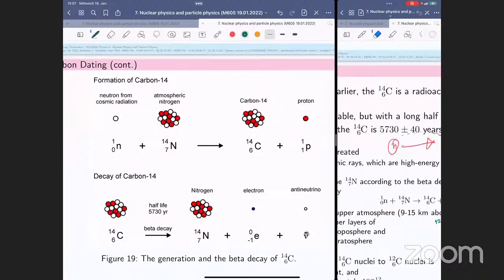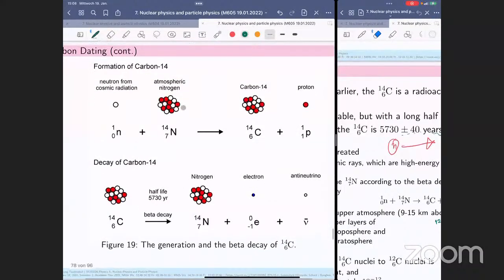I think he called it neutrino, right? It's neutral, it has no charge, but it is very small. So neutrinos. But this one is not a neutrino, it's an electron anti-neutrino. It has no charge and the mass is very small. This is the decay of carbon 14. This one is the formation.